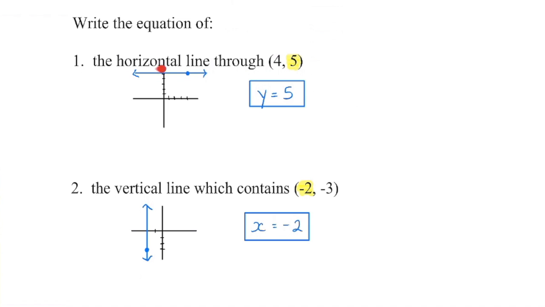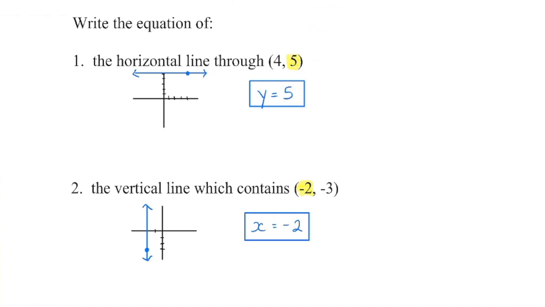Remember that a horizontal line and a vertical line both have one intercept. So one intercept, one variable in the equation. If you see only y equals, there's no x in there, that tells you we have a horizontal line. If you see only x equals, no y in there, that tells you we have a vertical line.